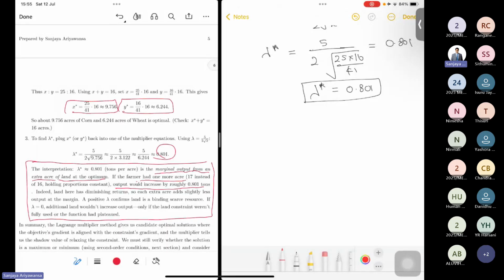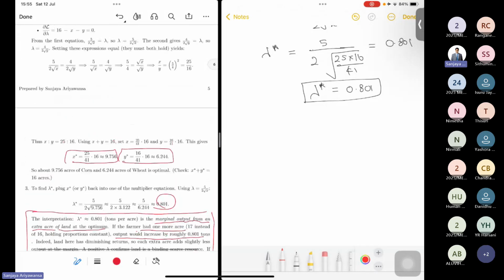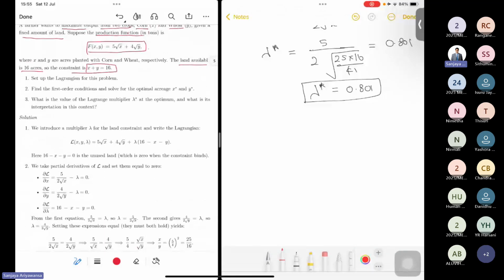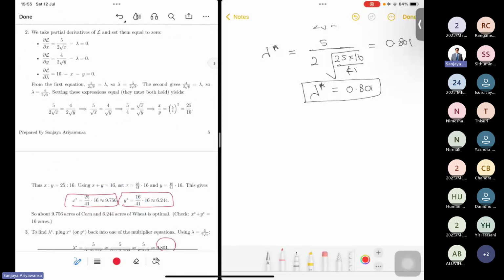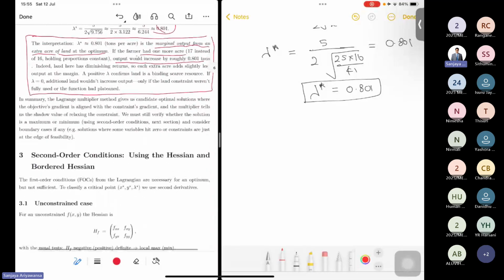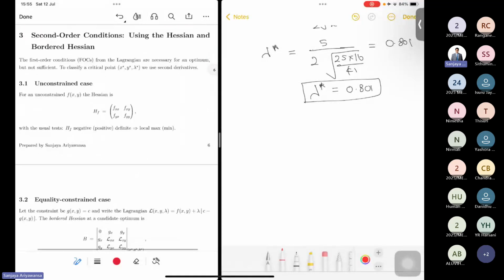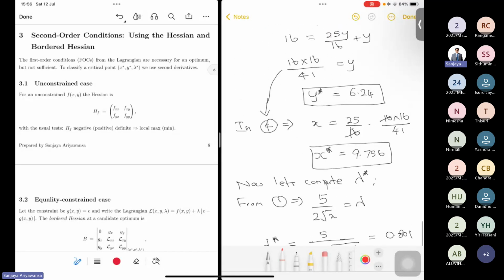Right, now we calculated your x star, y star. Now, how do we know that this x star and y star actually maximizes your original function, your production function? How do we know that? To prove that, we are going to look at this thing called second order conditions. So by using these second order conditions, we can prove whether whatever you got for x and y would either maximize or minimize your original objective function.